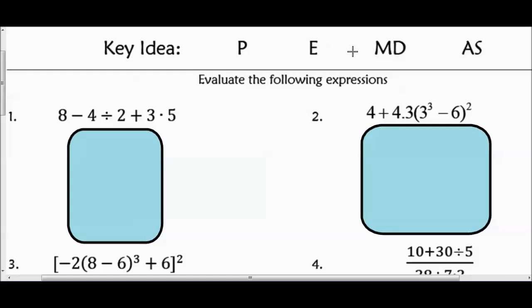Then we do exponents. Multiplication and division here are clumped together because we actually do both of those at the same time. We'll just work left to right if it's just those two. And same kind of thing with addition and subtraction. We just work left to right if it's just those two.